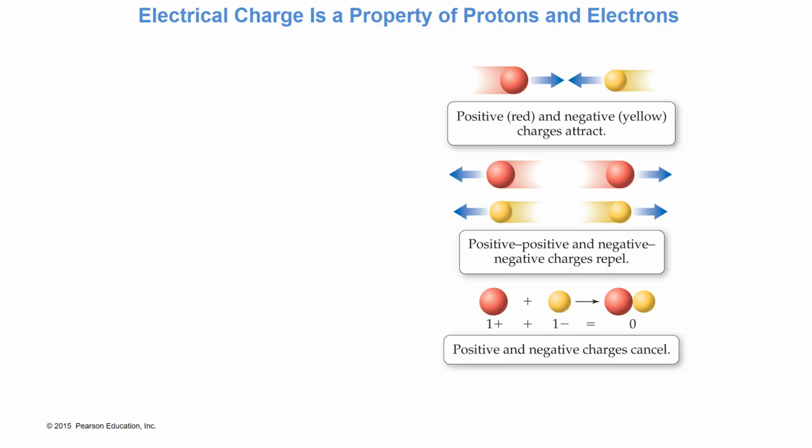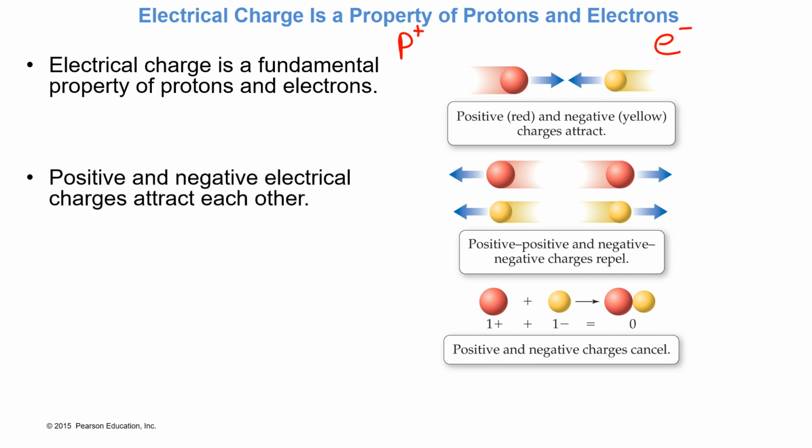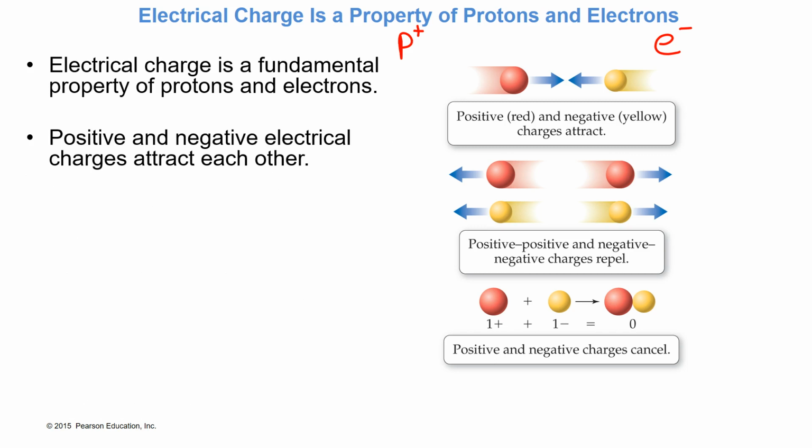All right, we started talking about this yesterday, but there are some common things that we need to know. When we're dealing with atoms, we're primarily dealing with 2 particles that identify charge: proton and electron. Proton is always positive, electron is always negative. So some things to remember: electrical charge is fundamental to protons and electrons, and opposite charges attract. So a positive and a negative electrical charge will attract towards each other.